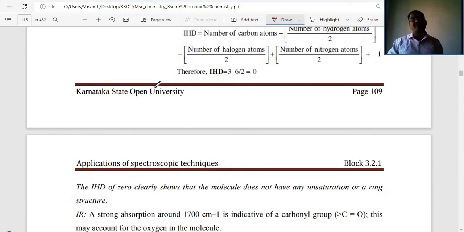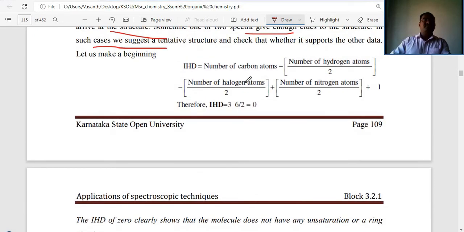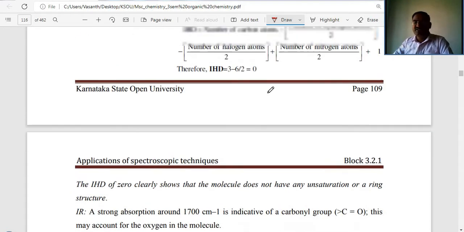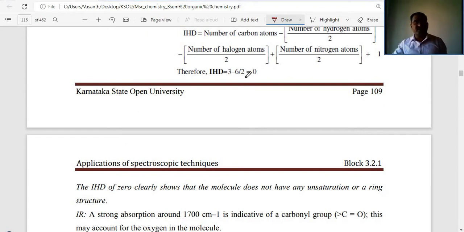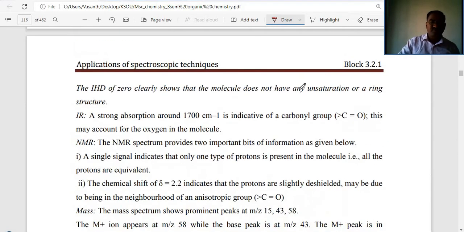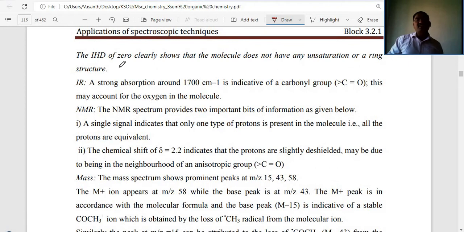Let us calculate the IHD. IHD is equal to the number of carbon atoms minus the number of hydrogen atoms by 2, plus the number of nitrogen atoms by 2, plus 1. IHD is equal to 3 minus 6 by 2 plus 1, which is equal to 0. The IHD of 0 clearly shows that the molecule does not have any unsaturation or a ring structure.